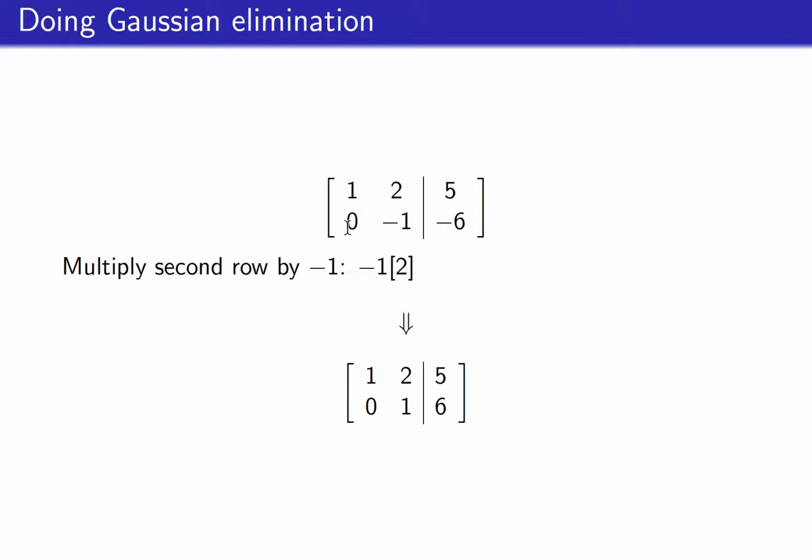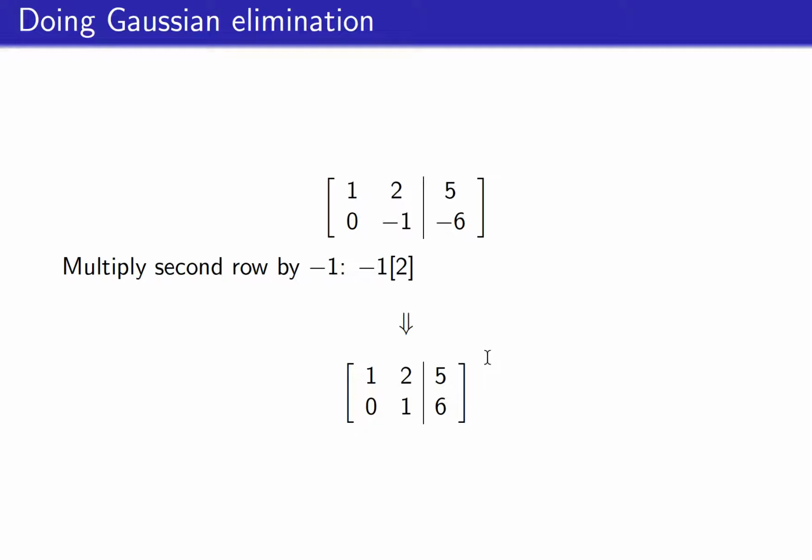Okay, so this is the resulting matrix. I'm going to now do an operation of type 2. I'm going to multiply this second row by -1. So -1 times row 2. And this becomes 0, -1 and -6 become 1 and 6. The first row remains unchanged. So you have this.